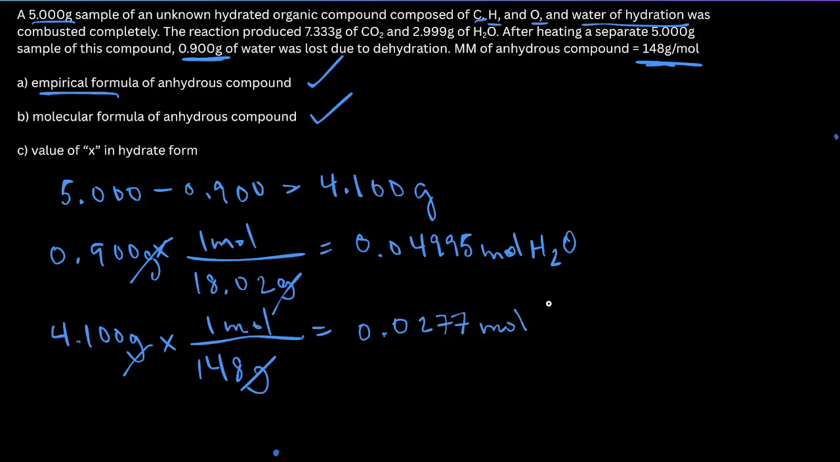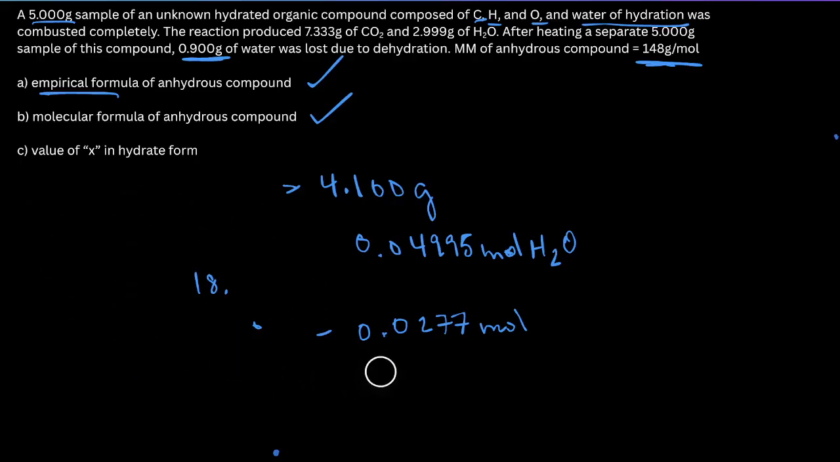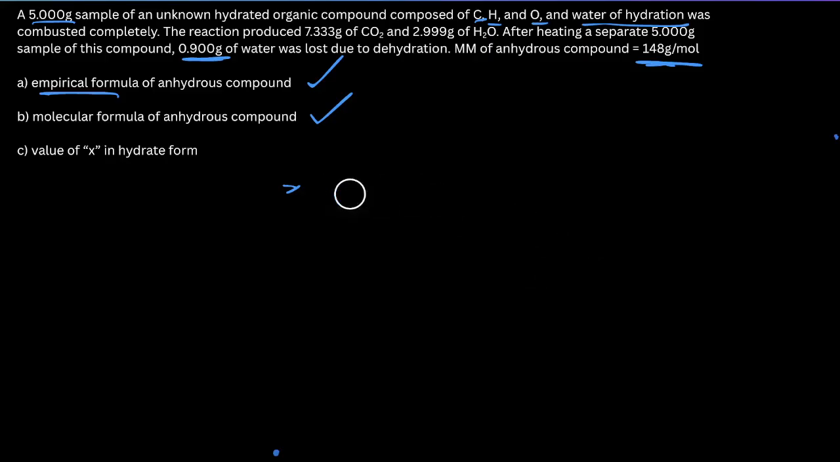And so, what are we really trying to find? In that generic formula that we wrote out, that X is telling us how many water molecules are associated with 1 mole of that compound. So what we're really trying to find is the water per mole of compound. Let's just write that out real quick, and it should make sense how we find it. We are trying to find the water per mole of compound.